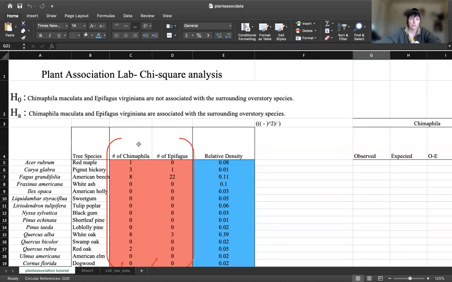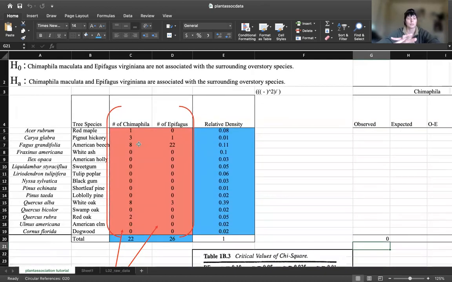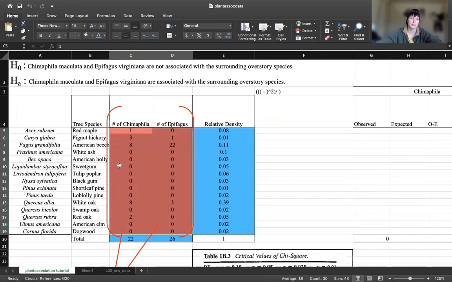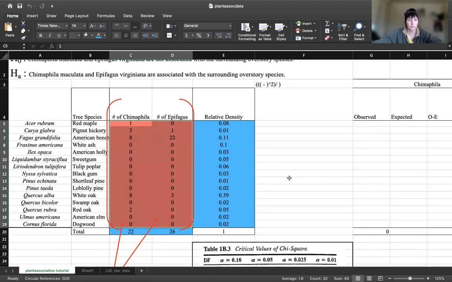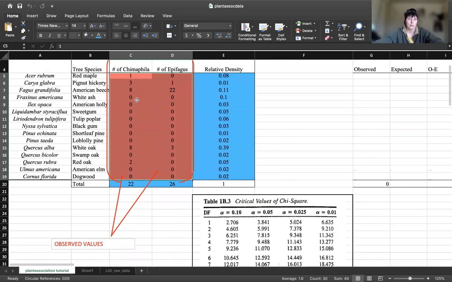So in the field, we went out at the state park and we looked for Chimaphila and Epifagus and recorded the observations and what tree they were closest to. These values that we went out and determined are going to serve as your observed values for the chi-square test, right here in red.